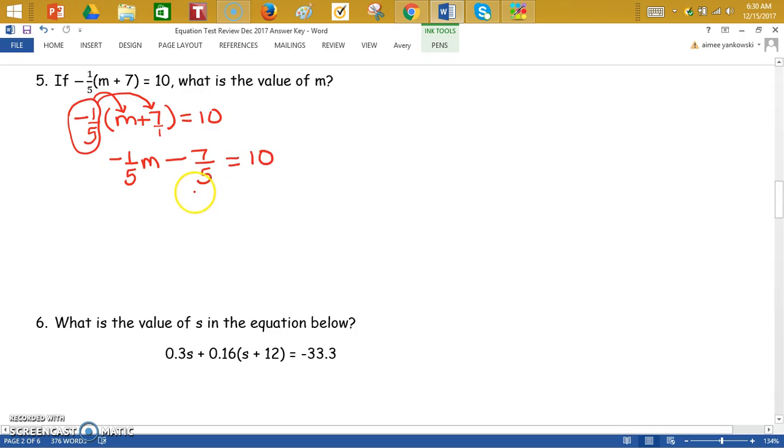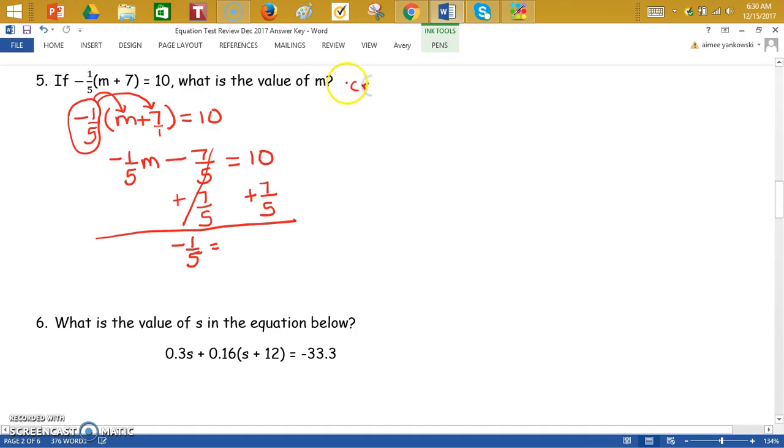At that point, I solve this just like I solve any two-step equation. I say, okay, I have to undo my addition or subtraction to move my constant over to the right-hand side. So how do I undo subtraction? I undo subtraction with addition. So I add 7/5 to both sides. On the left-hand side, those minus 7/5 plus 7/5 zero out, and I'm left with negative 1/5 m equals 10 plus 7/5.